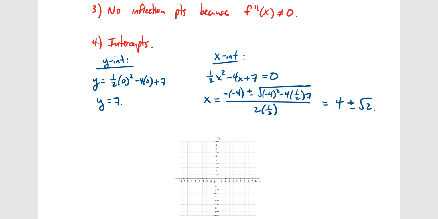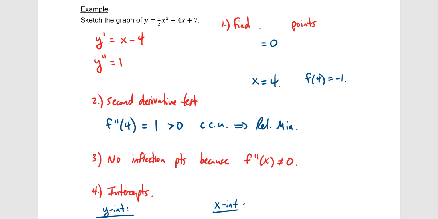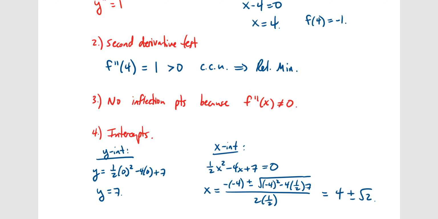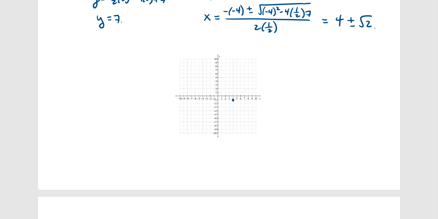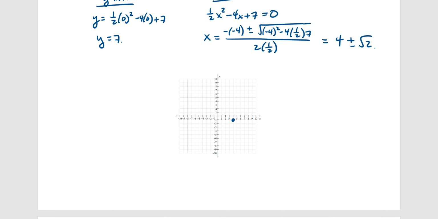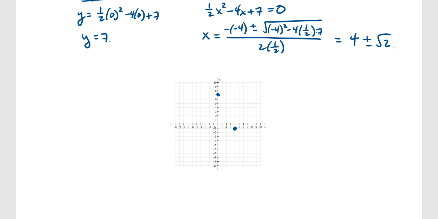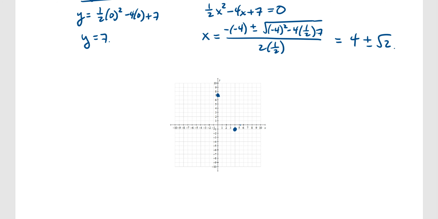And that's enough to graph it. So we have our critical point for -1. That's going to be down here. And then we have our y-intercept at 7, our x-intercepts at 4 minus radical 2 and 4 plus radical 2. That's going to put us about right here and right here. So if we connect everything, we know it is a parabola.